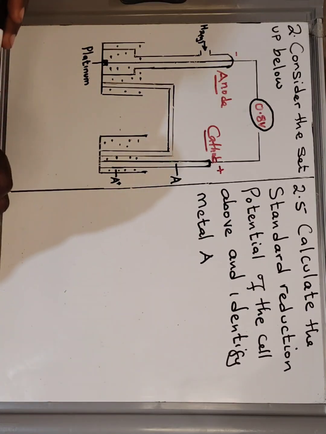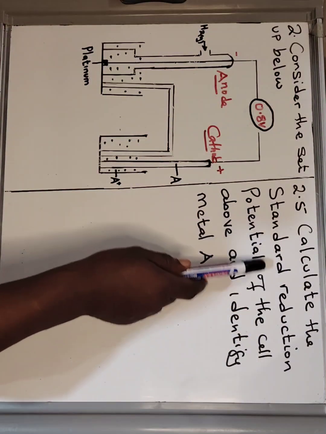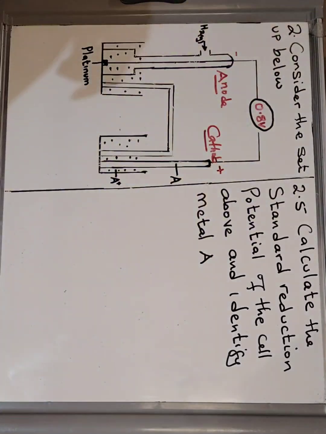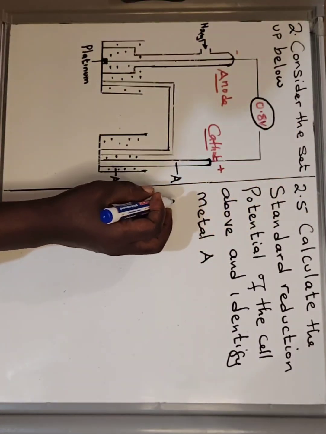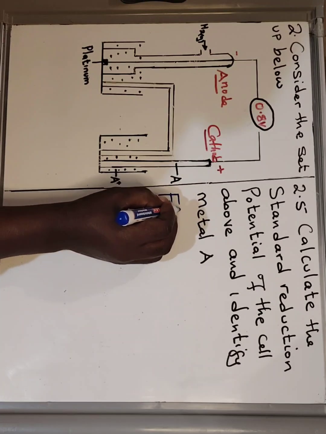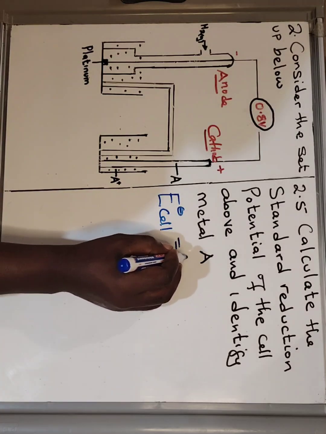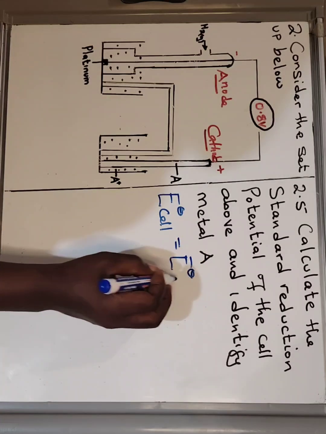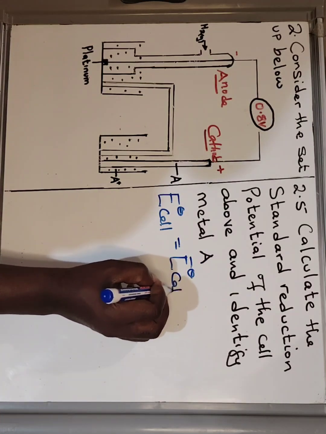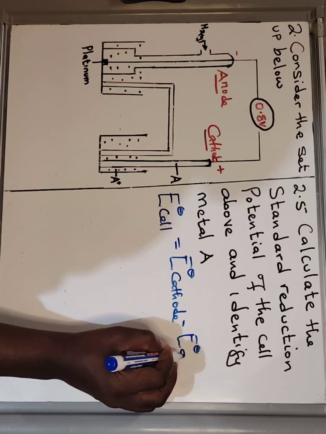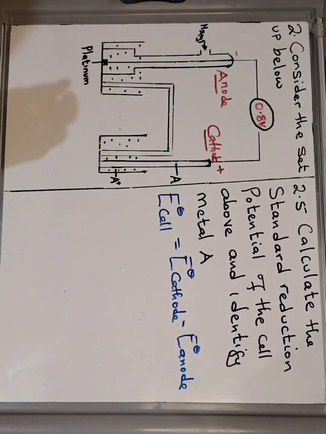Now we are having the same setup as before. And the question is here. The question says, calculate the standard reduction potential of the cell above and identify the metal A. So we go back to what we did before, what we know. We say that the standard cell potential of the cell is given by E naught, or standard reduction potential of cathode, minus E naught anode, or standard reduction potential of anode.